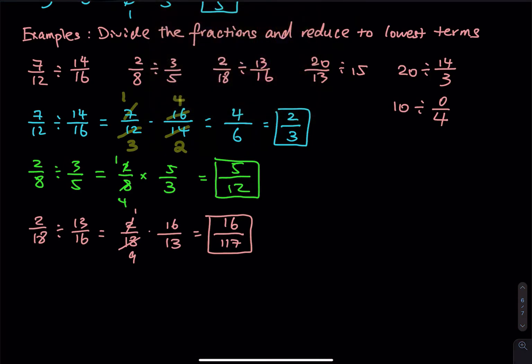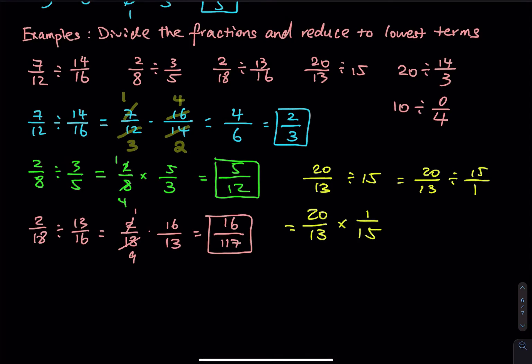And then moving on to 20 over 13 divided by 15. So 15 is the same thing as 15 over 1, because 15 divided by 1 is 15. And then you have 20 over 13 multiplied by the reciprocal. The 20 and 15, I know you can divide the top and bottom by 5. 15 divided by 5 is 3, 20 divided by 5 is 4. So you end up with 4 times 1, 13 times 3.